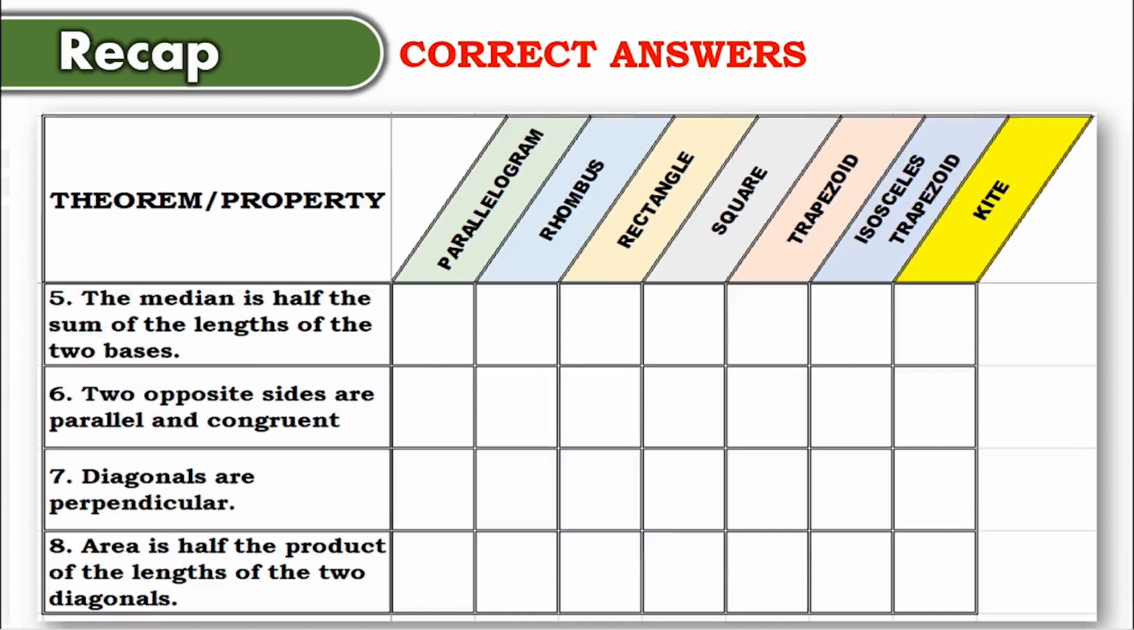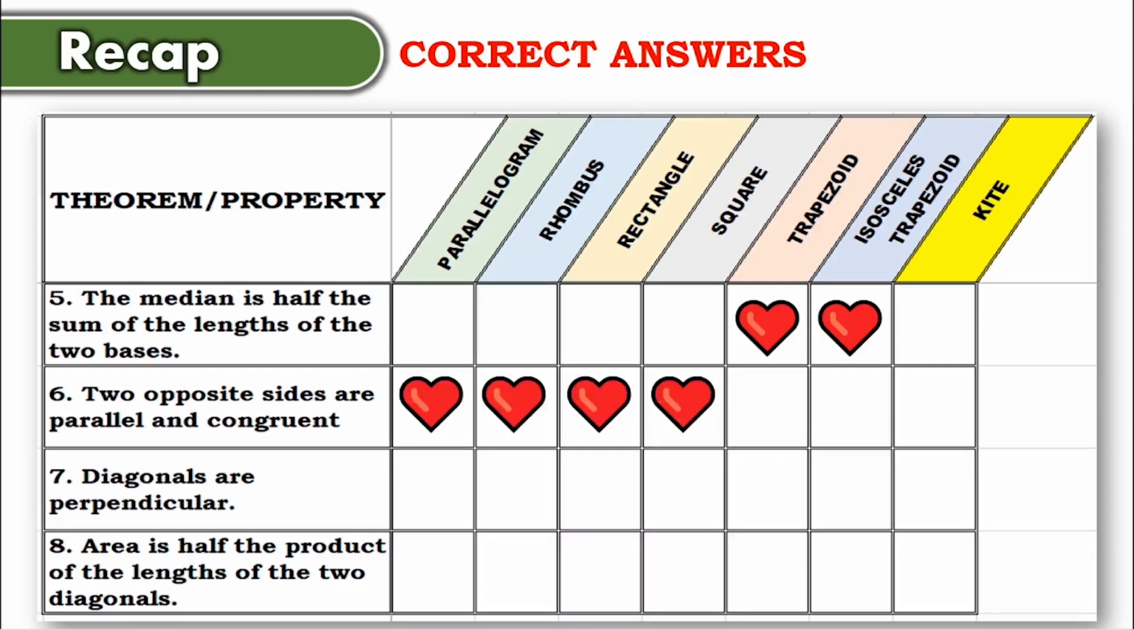The median is half the sum of the lengths of the two bases for trapezoid and isosceles trapezoid. Two opposite sides are parallel and congruent for all parallelograms, and these include parallelogram, rhombus, rectangle, and square. The three quadrilaterals in which their two diagonals are perpendicular to each other are rhombus, square, and kite. And lastly, the area is half the product of the lengths of the two diagonals for rhombus and kite.